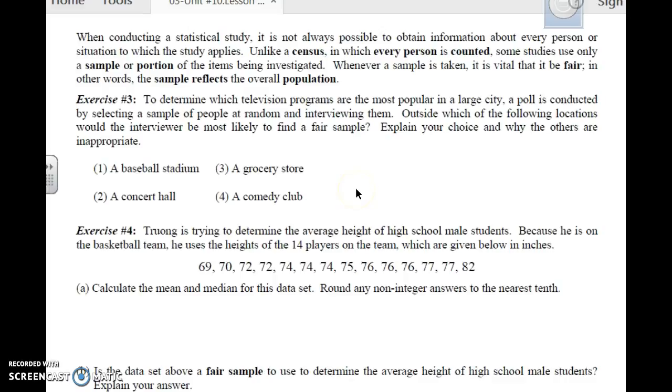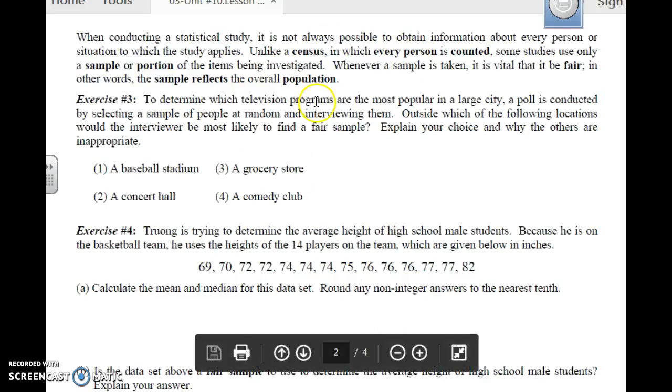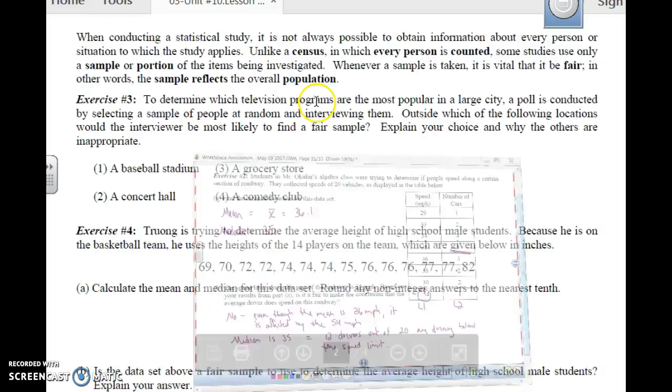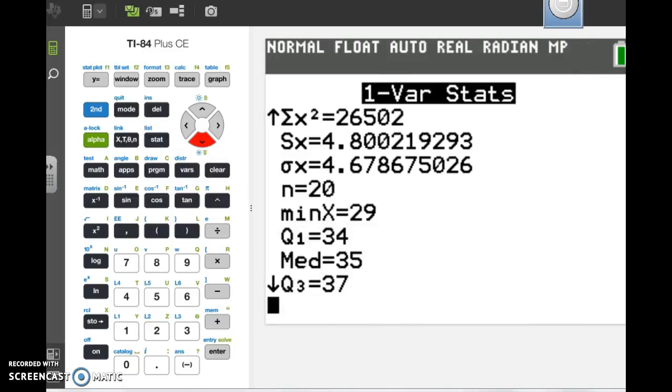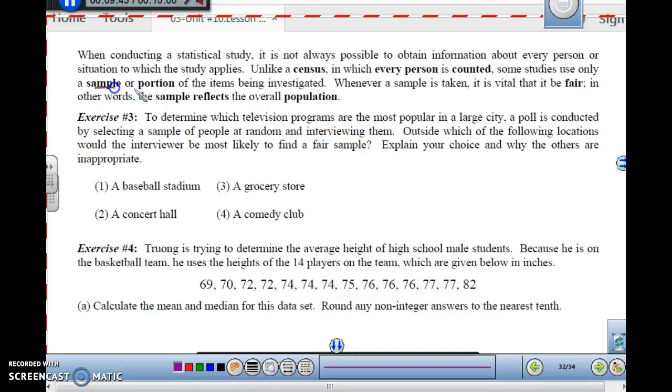All right, now let's move on to a statistical study. When you're doing a statistical study, you have to know information about a group, but you can't survey every single person all of the time. So you have to make sure that you use a sample or portion of the items being investigated, but you want it to reflect the overall population. So you have to be careful about bias. What would make your answers be one way or the other?